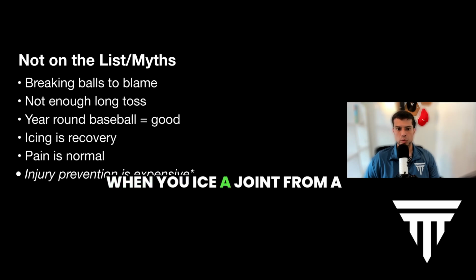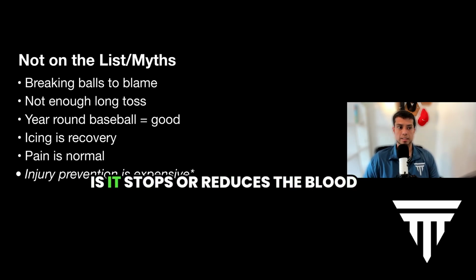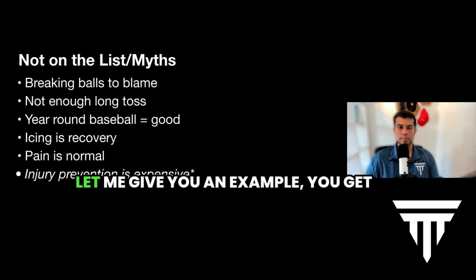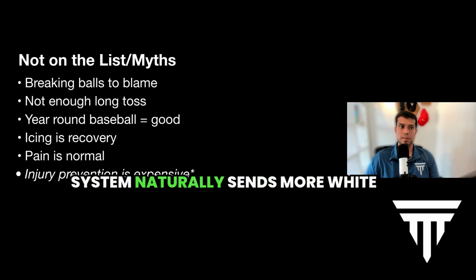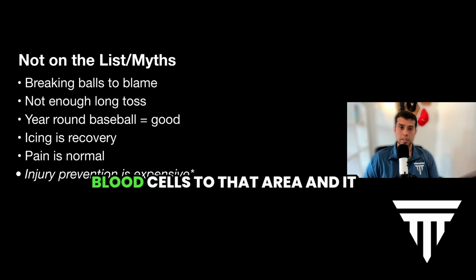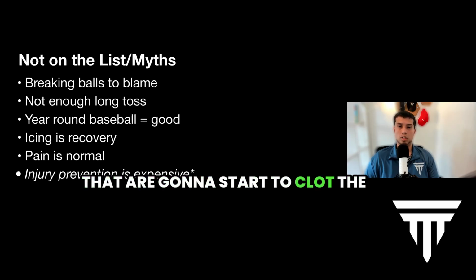When you ice a joint, from a physiological perspective, theoretically, what we think it does is it stops or reduces the blood flow in the area. Let me give you an example. You get a paper cut, and what happens is your body's immune system naturally sends more white blood cells to that area. And it also sends cells that are going to start to clot the area.